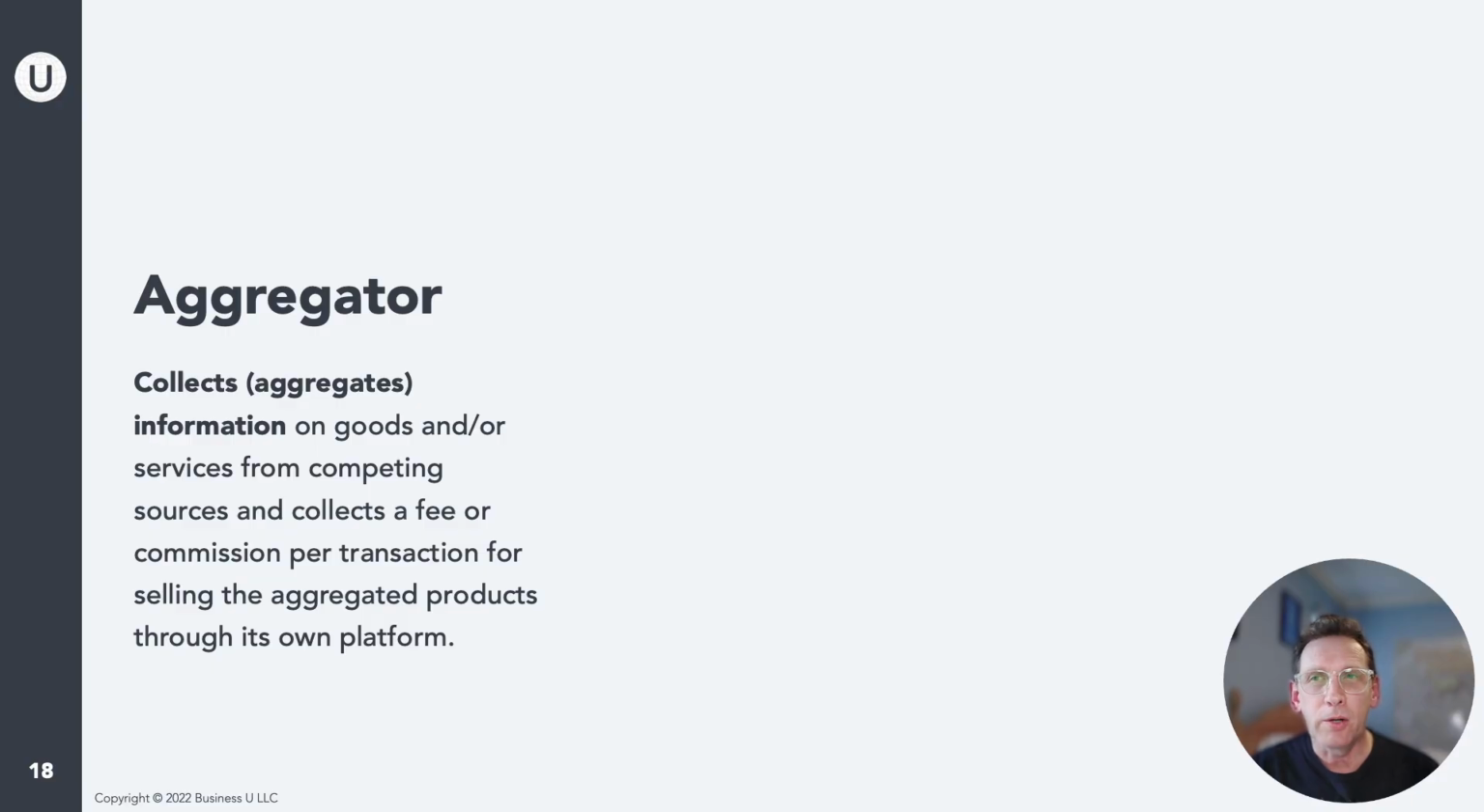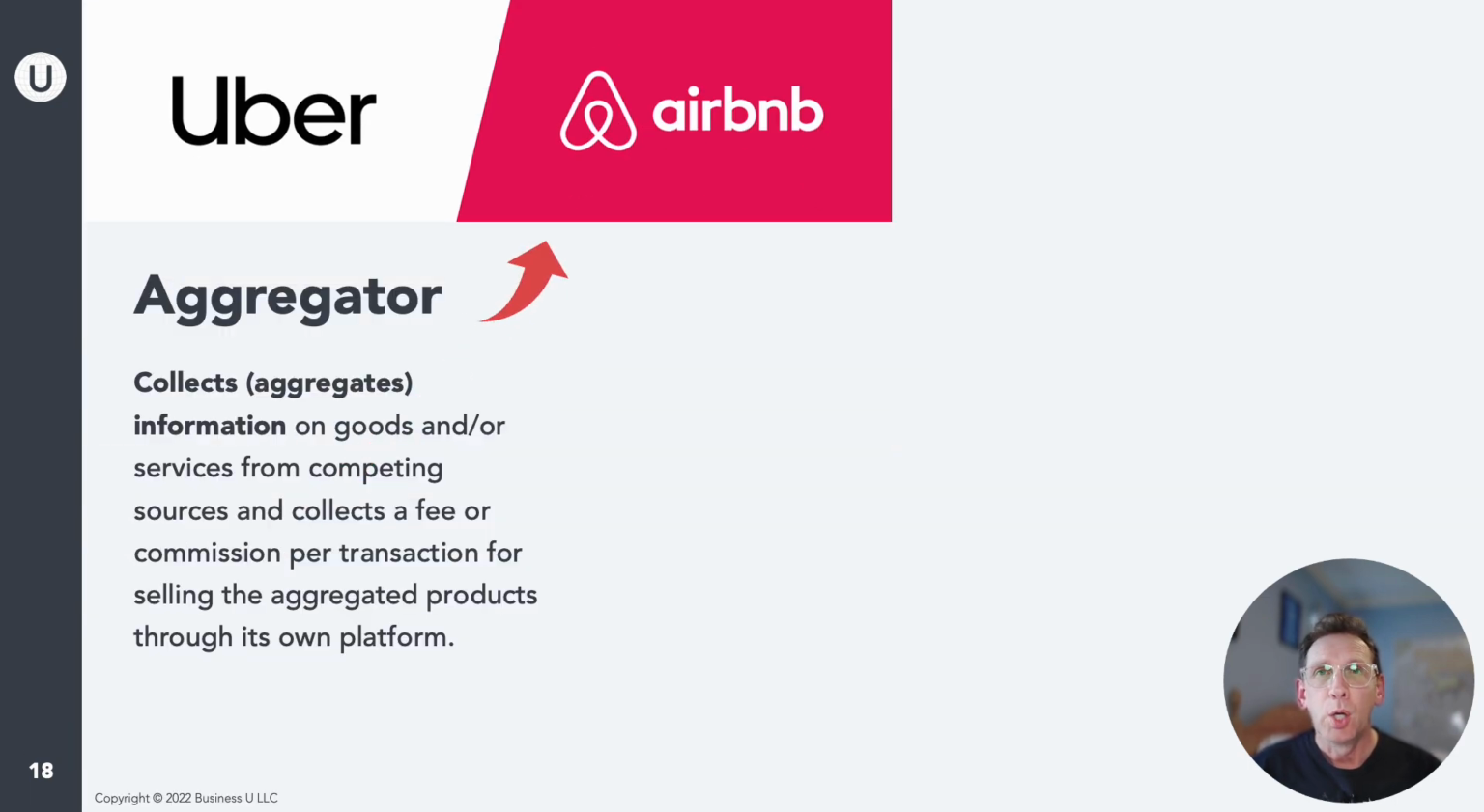Okay, now an aggregator is another type of business model. They aggregate, or bring together, information on goods or services from competing sources, and then they collect a fee or a commission per transaction for selling those aggregated products through their own platform. Uber and Airbnb are good examples of aggregators.